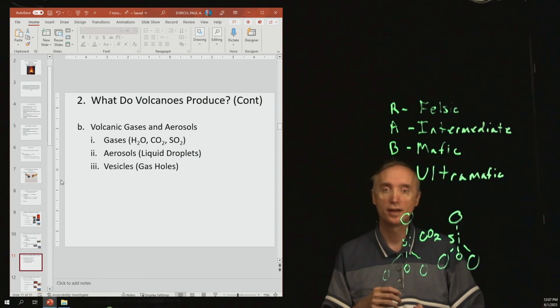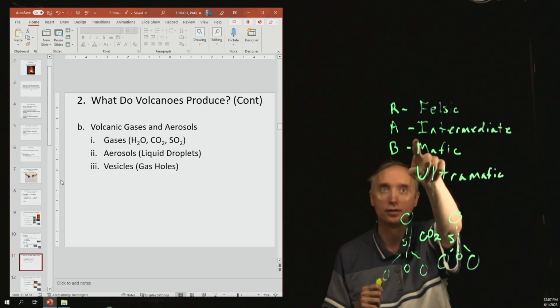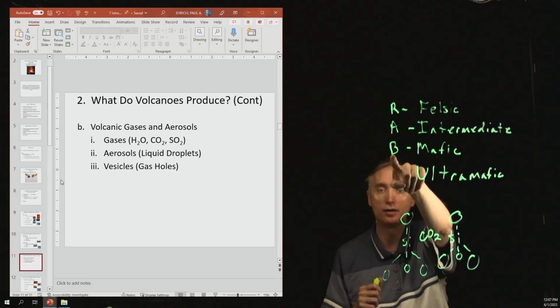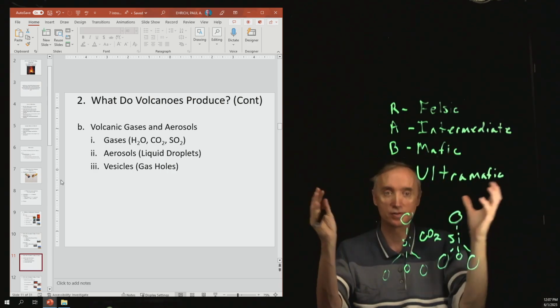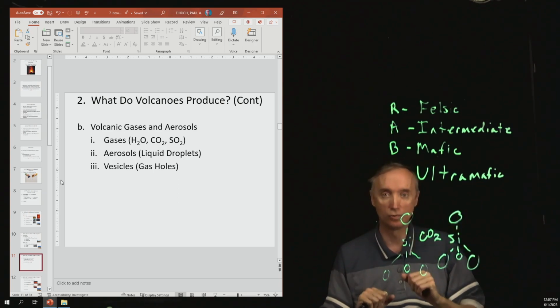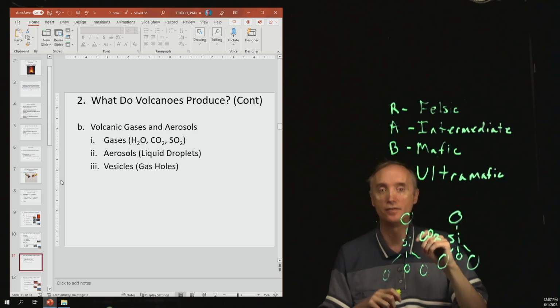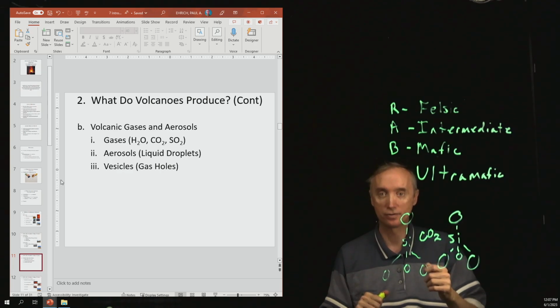Another thing that gases produce in the lava is holes. This occurs quite often with mafic, basaltic type lava, that as the gas is escaping the lava, it makes holes. And so that makes that vesicular texture in scoria.